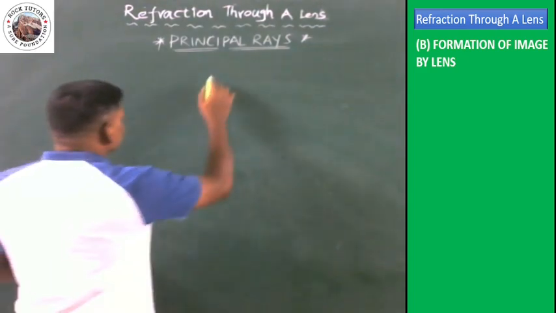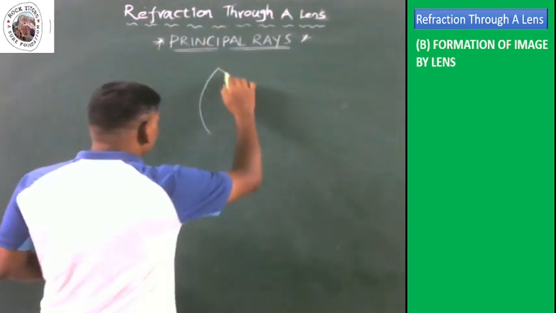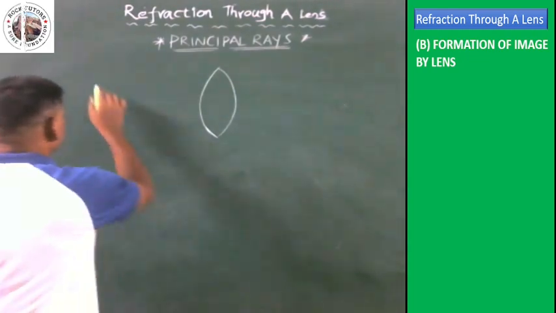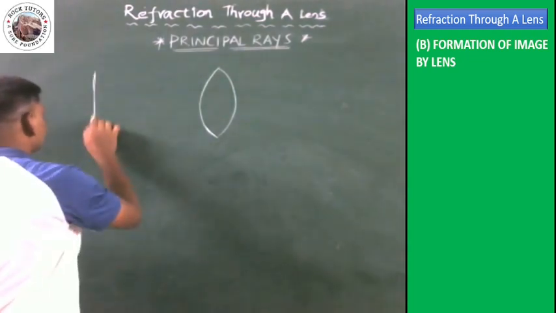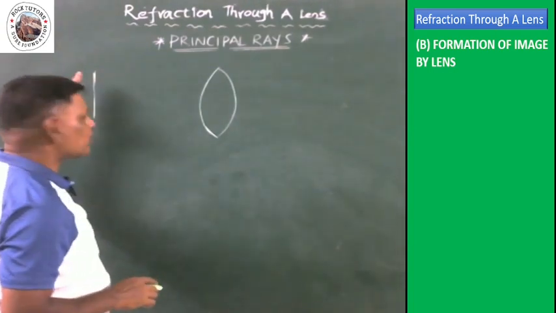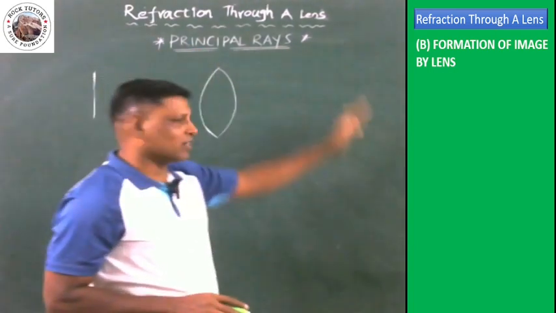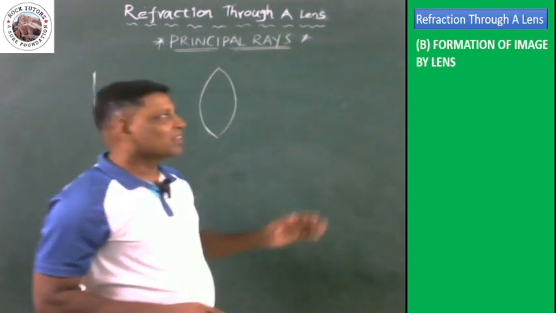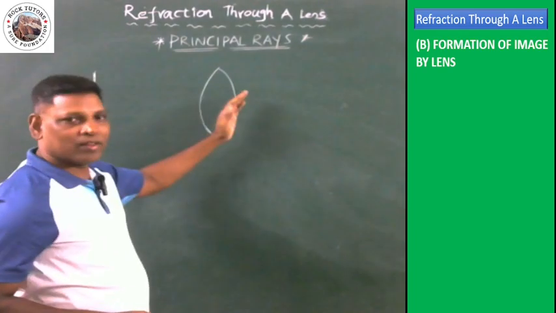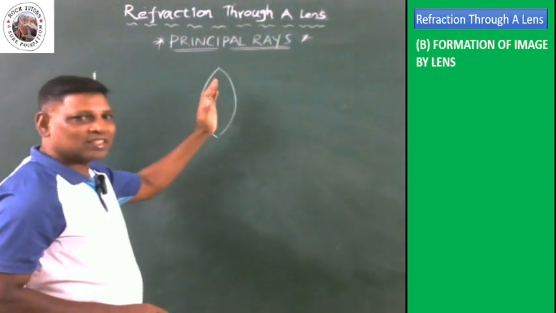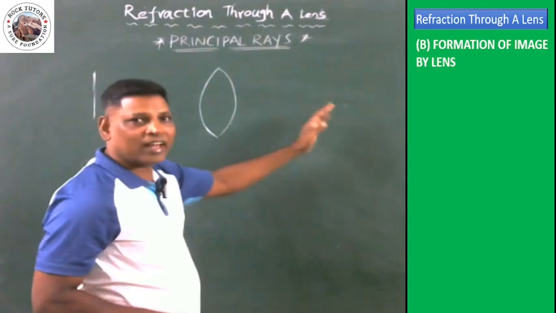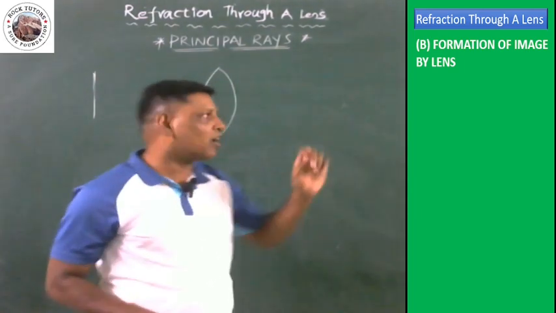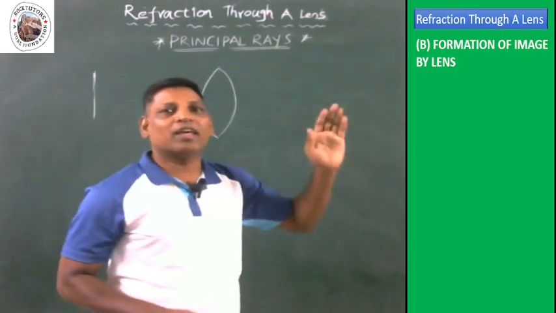Suppose this is a lens I am taking. This is the object I kept here, and this object's image will be formed somewhere here. How will that image be formed? When these rays pass through the lens, they will be refracted and meet somewhere, and where all the refracted rays meet, the image will be formed.